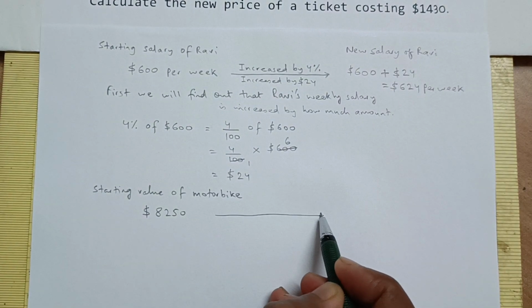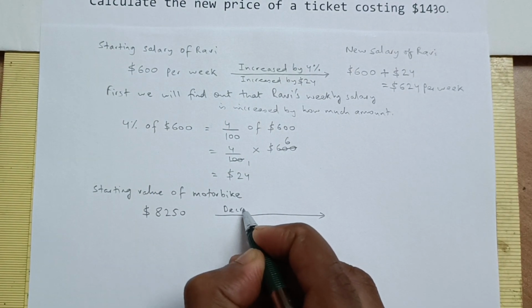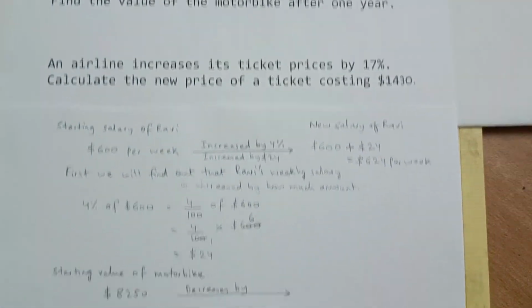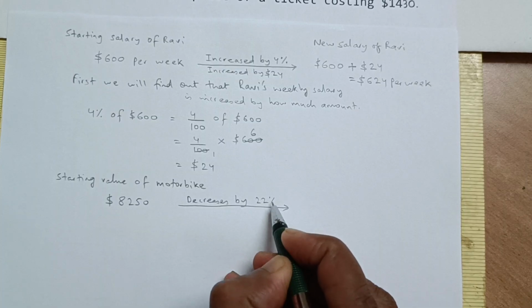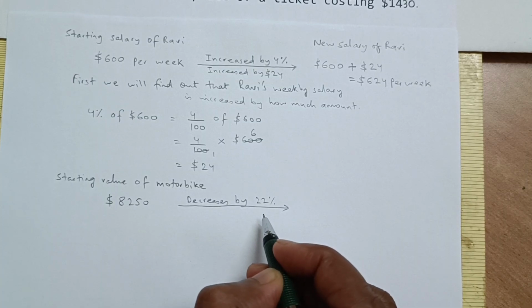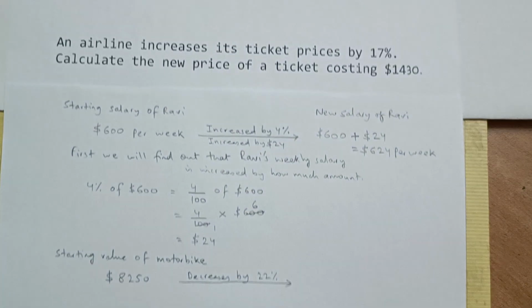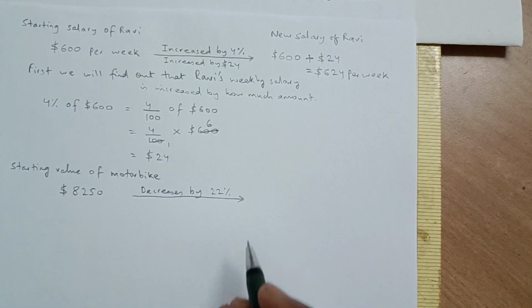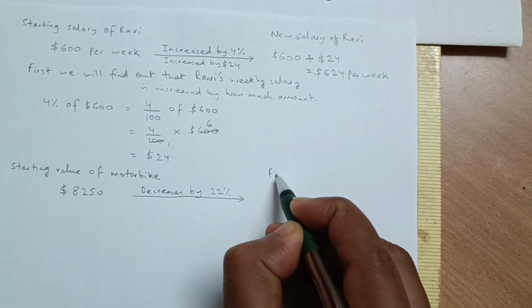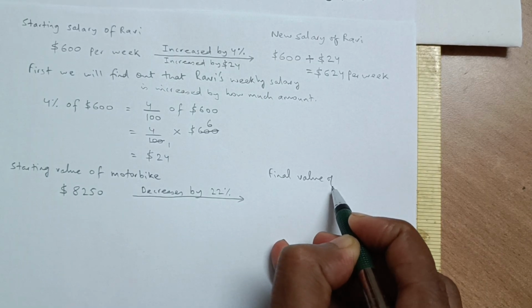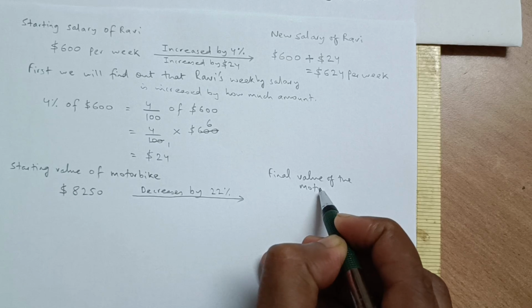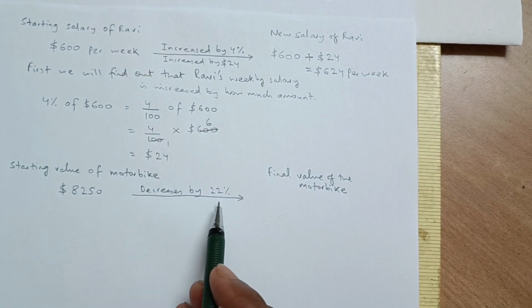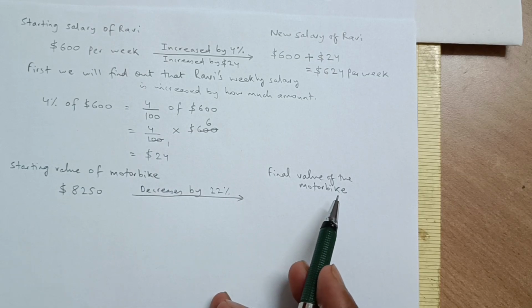So the motorbike decreases in value by 22% in its first year. And we have to find out what is the value of the motorbike after 1 year. So what is the final value of the motorbike after 1 year? After the decrease of 22%, now what is the final value of the motorbike?